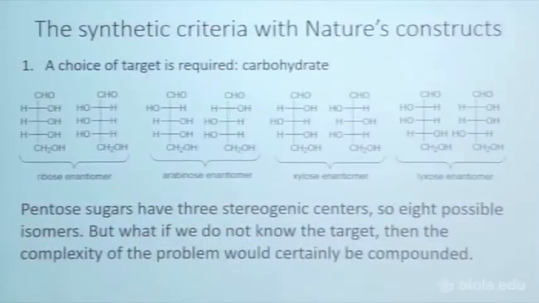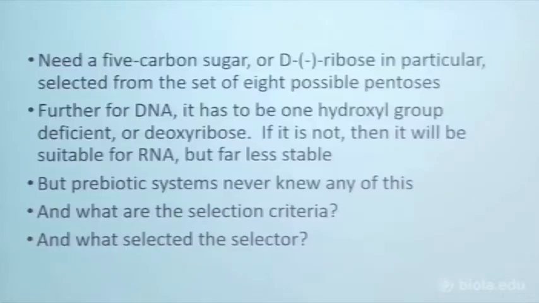going to end up with a total of 8 possible isomers. You get these 4 pairs of enantiomers, and then between the pairs of enantiomers, they're diastereomers. So you don't just get one, you get all of them. So what happens is you need these 5 carbon sugars, or you need to have the D-ribose in particular. If it's for DNA, you have to now pull off one of the hydroxyl groups to be deoxyribose, unless you want to start with RNA, which is fine, and then you'd have ribose, but then it's a lot less stable.